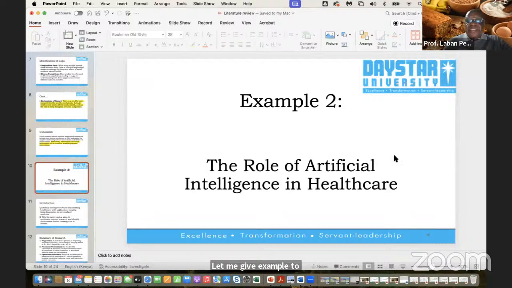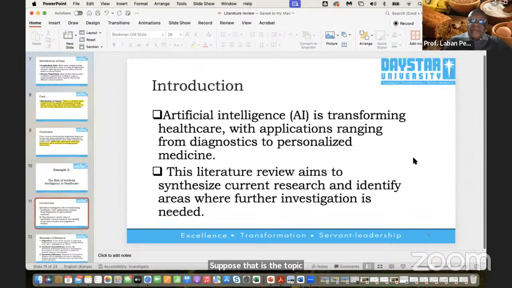The role of artificial intelligence in healthcare. Suppose that is the topic. If you come down here, the introduction, you talk about artificial intelligence and say it is transforming healthcare, with applications ranging from diagnostics to personalized medicine. This literature review aims to synthesize current research and identify areas where further investigation is needed.